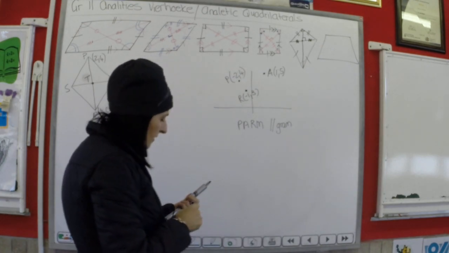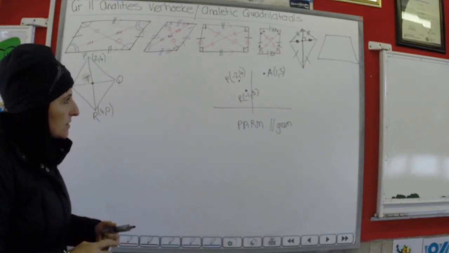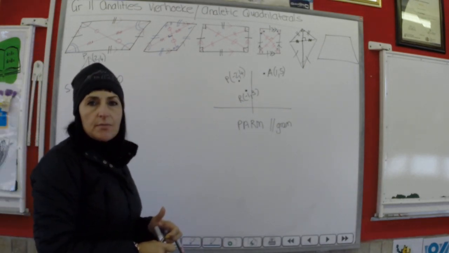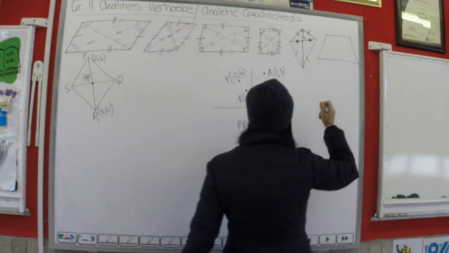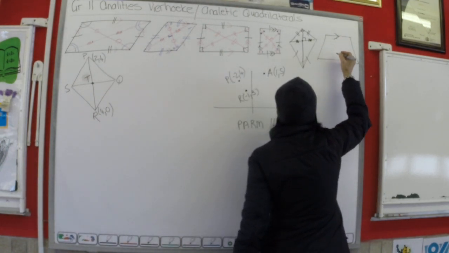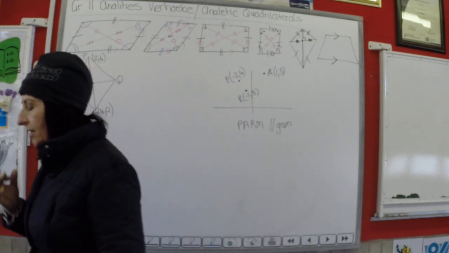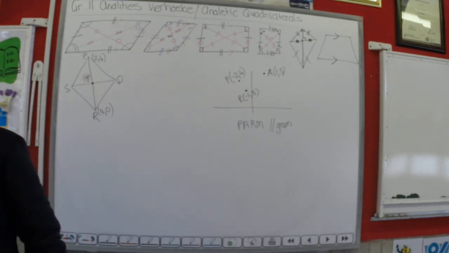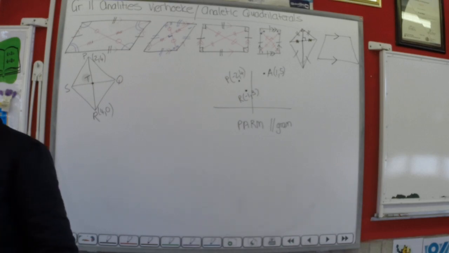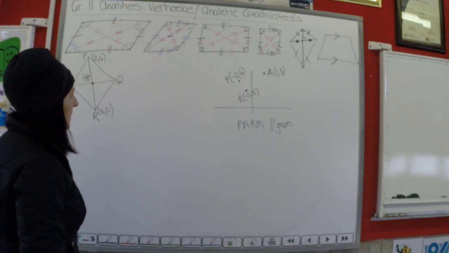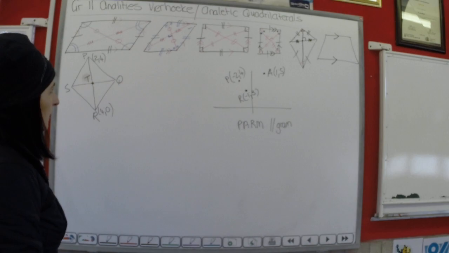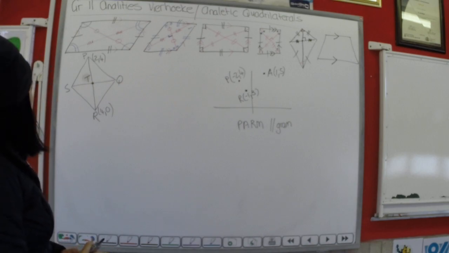The last figure that I must know very well is my trapezium. Trapezium met die minste eienskappe. Die enigste eienskap wat hy het, is dat een paar oorstaande sye ewewydig is. Only one pair of opposite sides are parallel. That's the only property that the trapezium has.